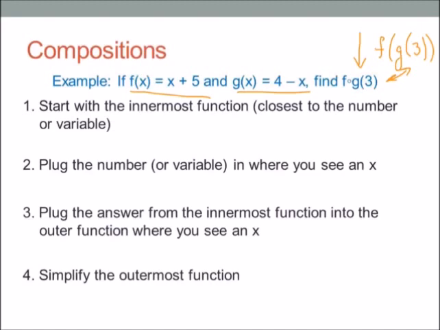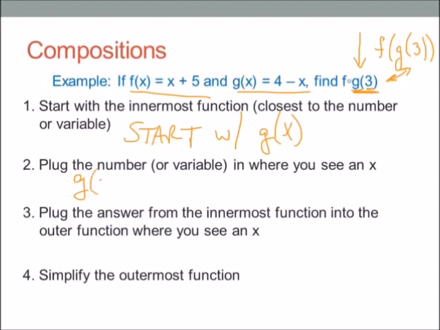Alright, so again, that's f of g of 3. I'm going to start with the innermost function. That's the one that's closest to the number. So there's the number, so I'm going to start with g. Step number 2: plug the number or variable in where you see an x. So I'm going to start with g of x, or really, g of 3. I'm going to plug a 3 in there.